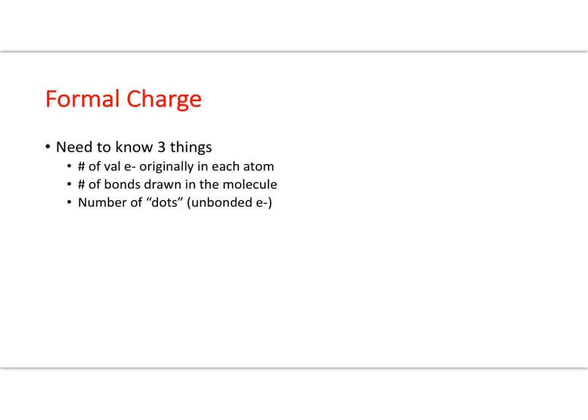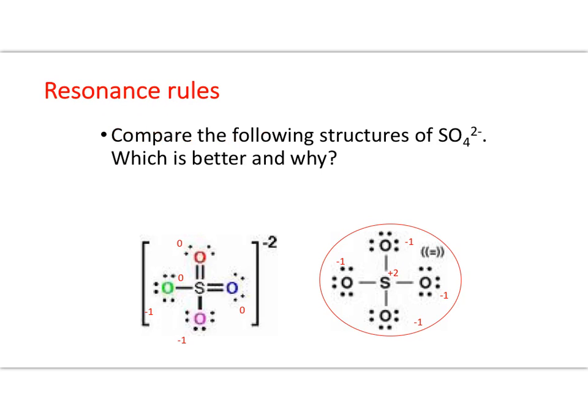So the three things, again, you need to know are the number of valence electrons of that particular atom, how many bonds you drew around it when you made the Lewis structure, and how many dots you drew around it for lone electrons. So here we have two possible structures of the sulfate ion. That should be in brackets. And it asks which one is better and why.